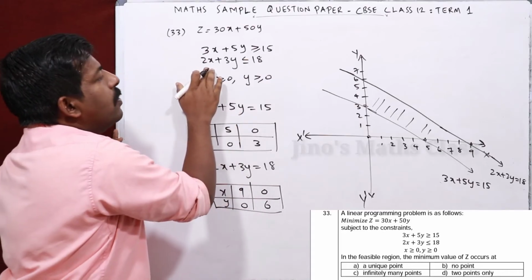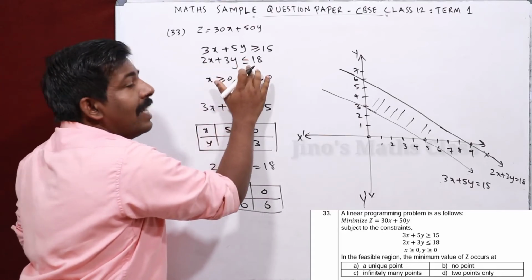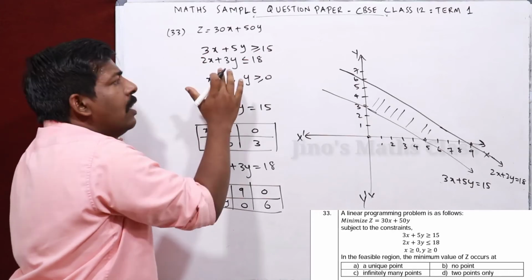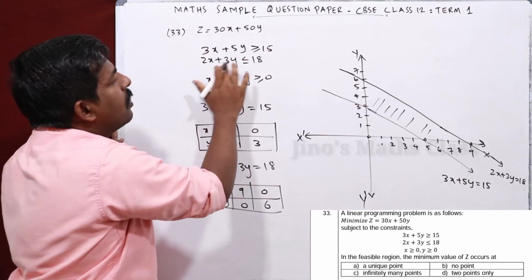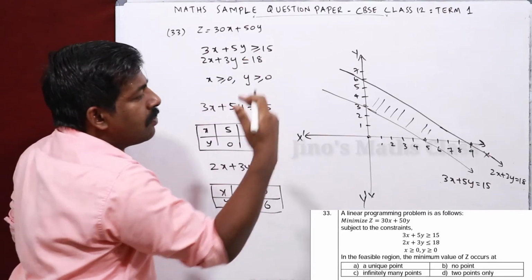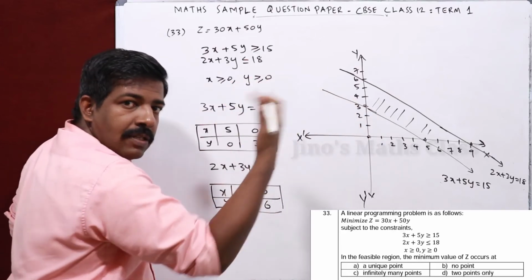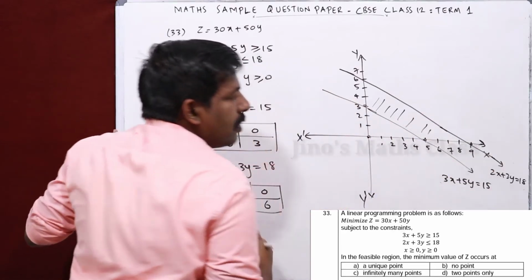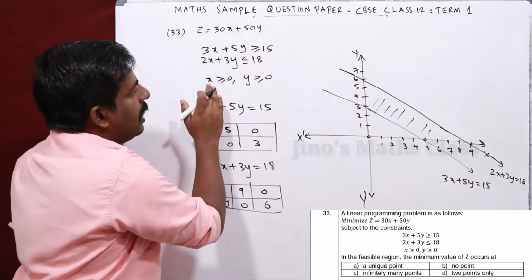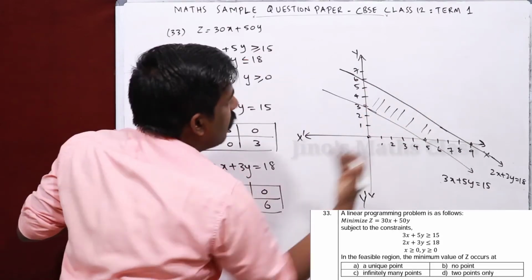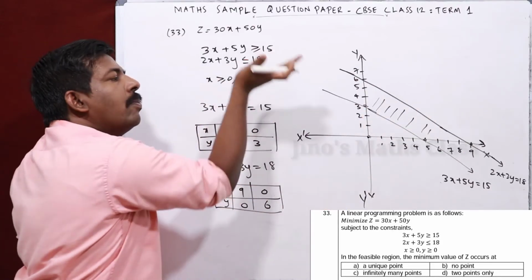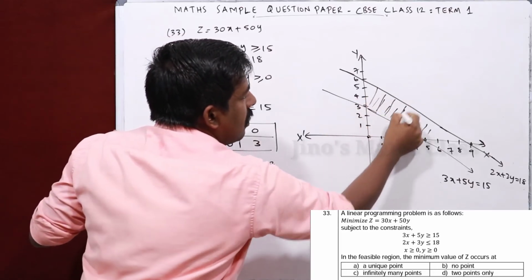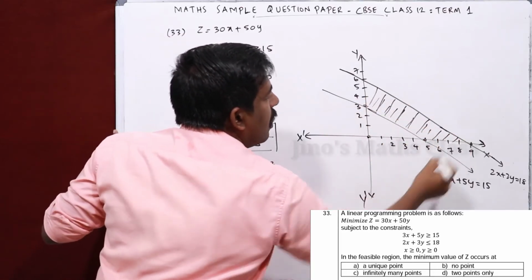Now we move to the second one. You can see 2x plus 3y lesser than or equal to 18. So when we substitute x is equal to 0 and y is equal to 0, it is satisfying. Why? Because 0 is lesser than 18. That means for the second line we have to consider the side where the origin is, the left side of the second equation. Anyway, x greater than or equal to 0 means right hand side of the y axis, and y greater than or equal to 0 means above the x axis. That means we get this region as the feasible region.